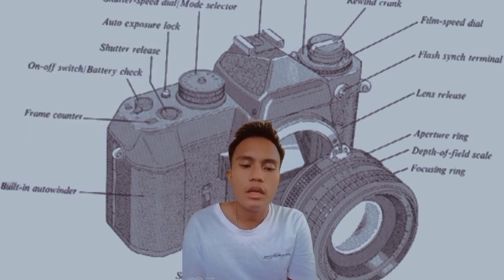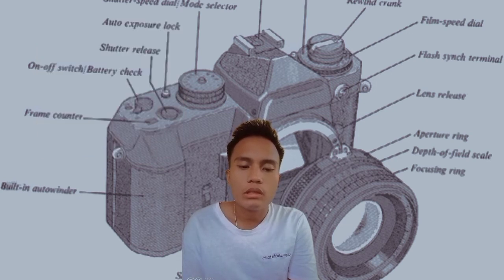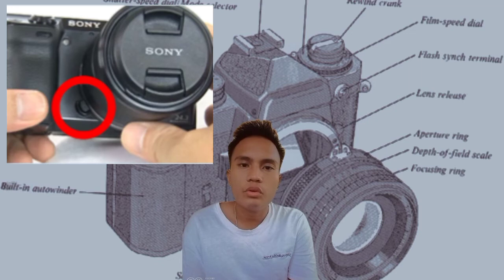Number thirteen is the lens. The lens dominates the front of the camera. It's an external attachment, an optical device that allows light to pass through it and then hit the film at the back of the camera. Fourteen is the lens release. The lens release button unlocks the mechanical connection between the camera's lens mount and the lens so that you can dismount it.